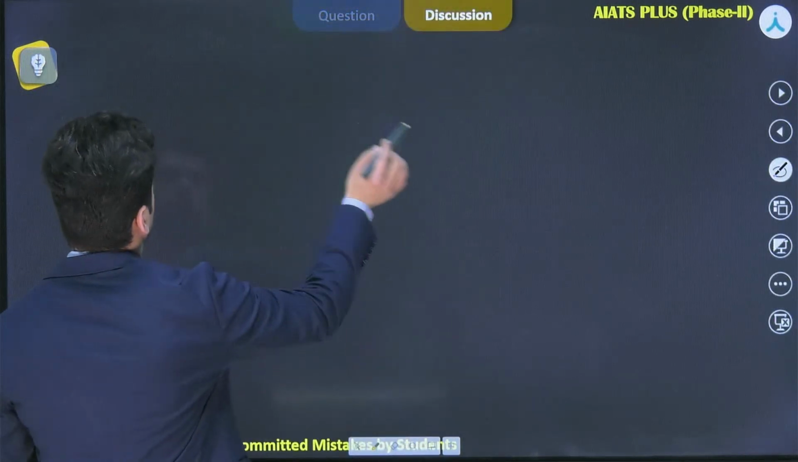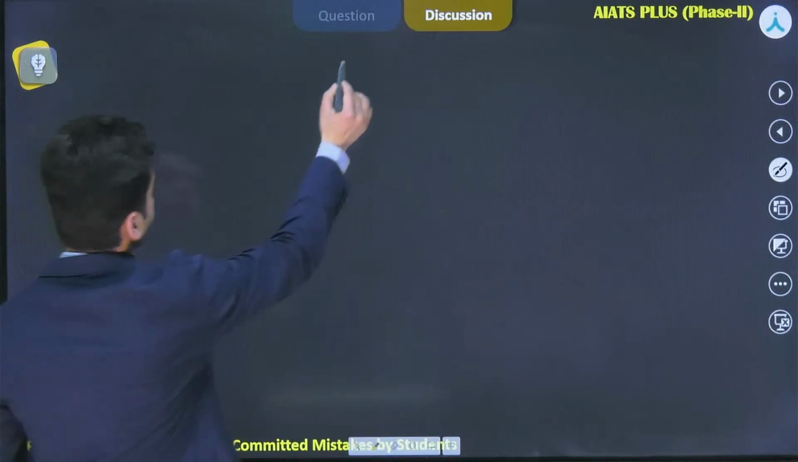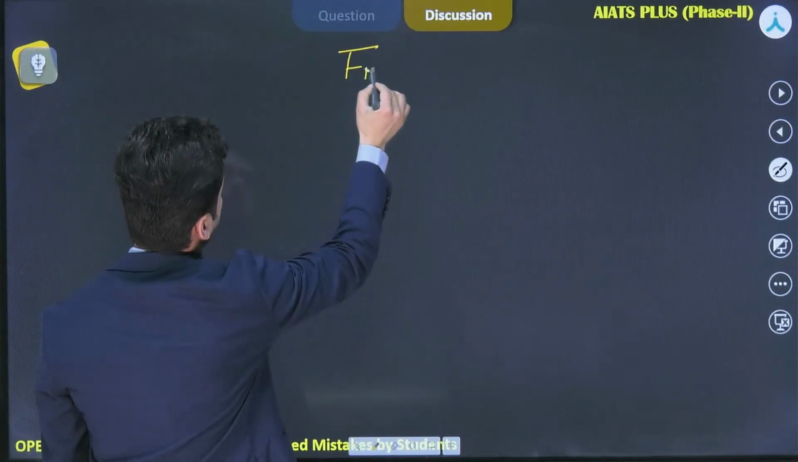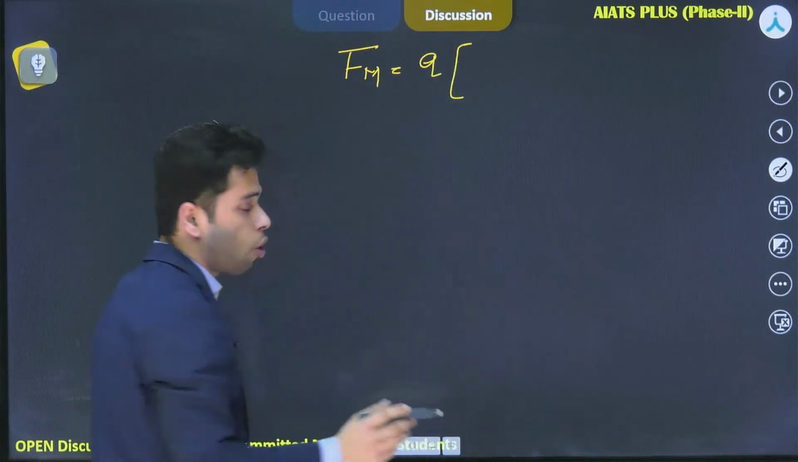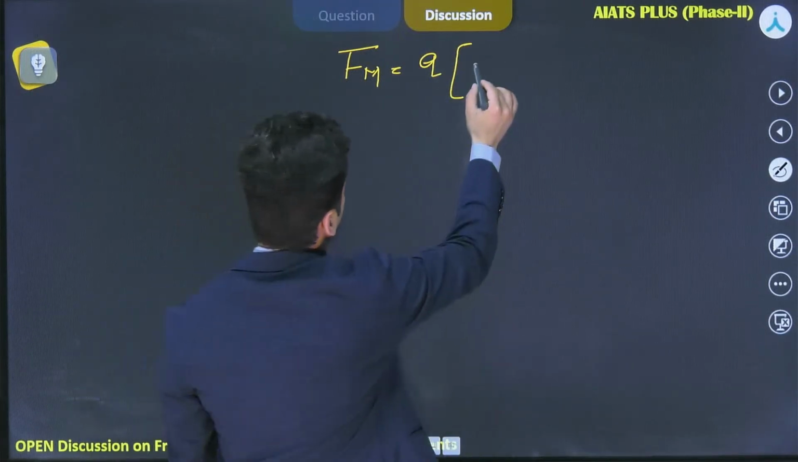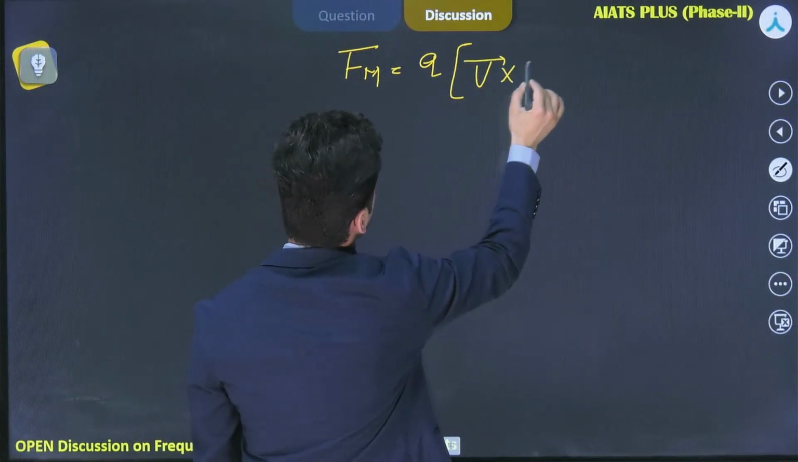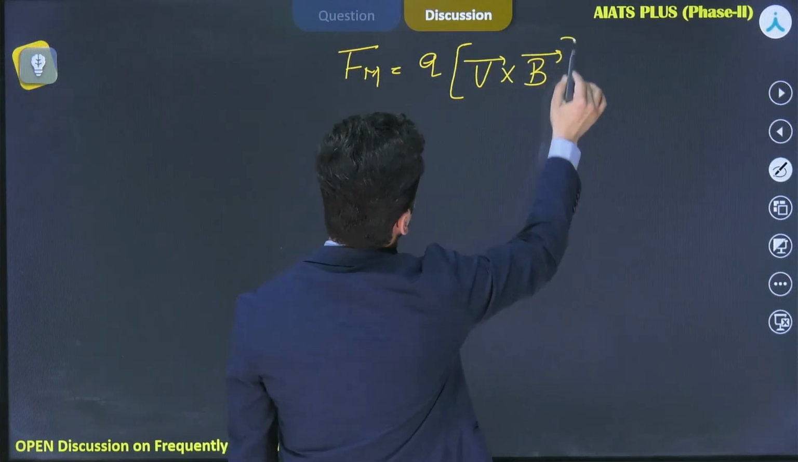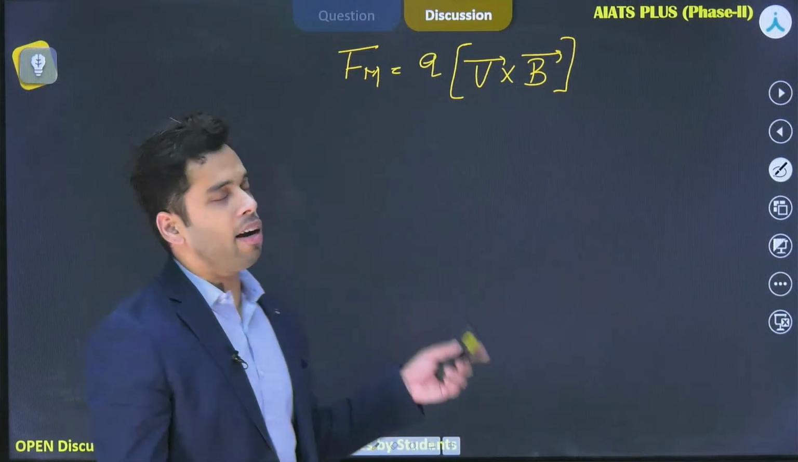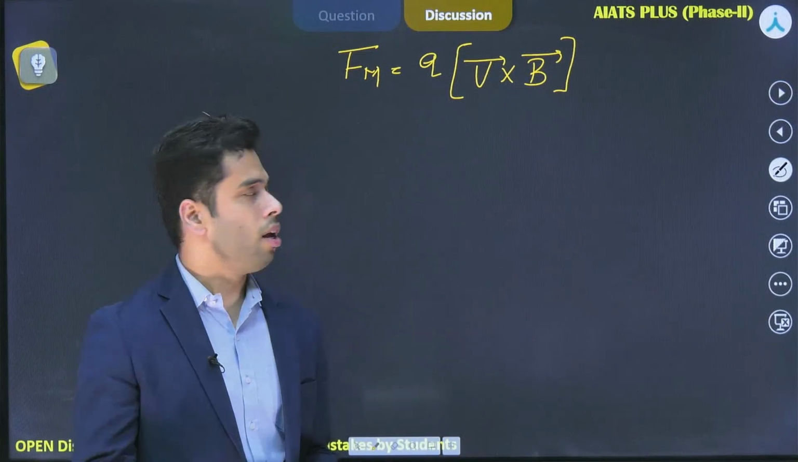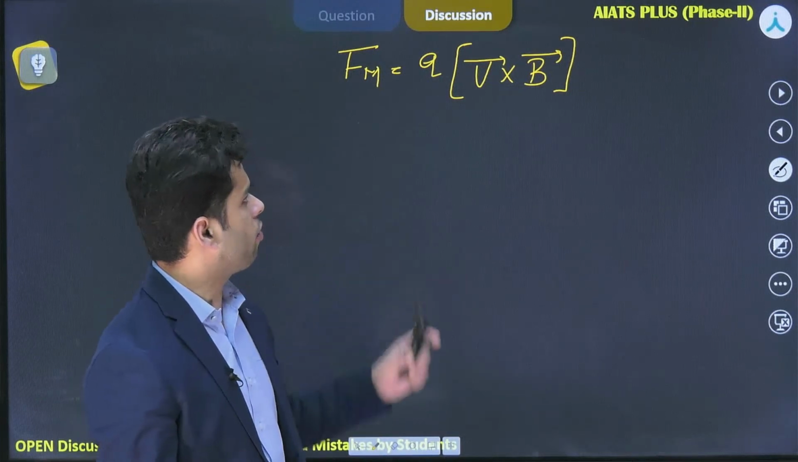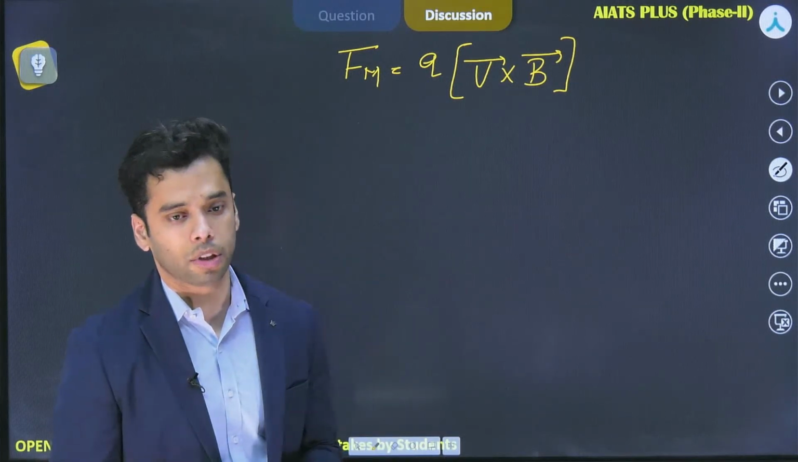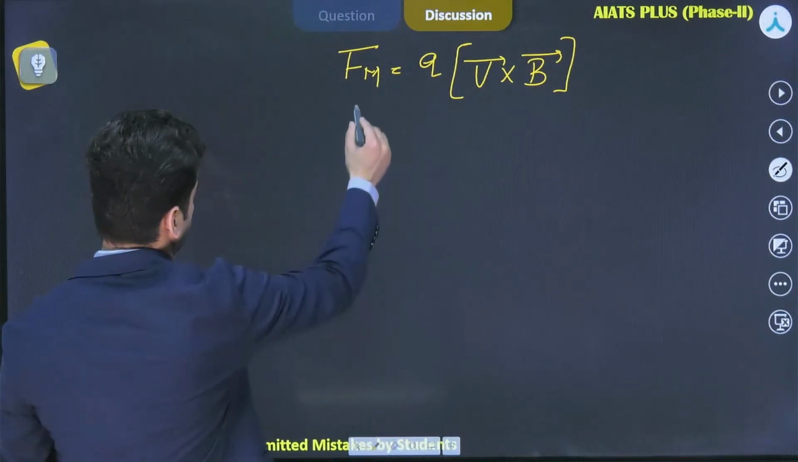So dear students, we have three cases with us. Magnetic force on a charged particle Fm is given by q, that is the charge of the charged particle, let the velocity be v, so v cross B. If a charged particle enters a magnetic field B, then the magnetic force on the charged particle will be given by the expression Fm equal to qv cross B. Now for this you have three cases.